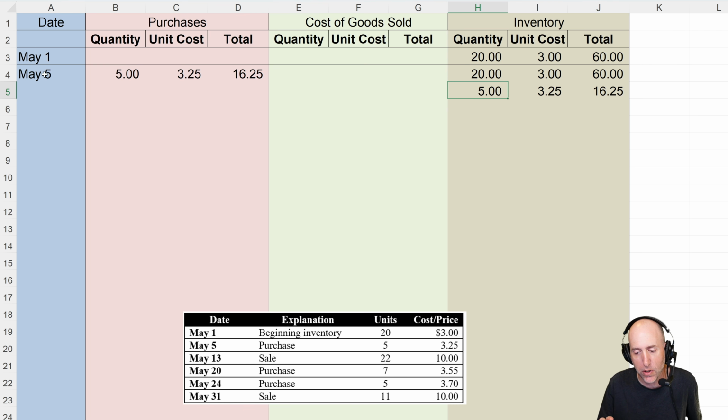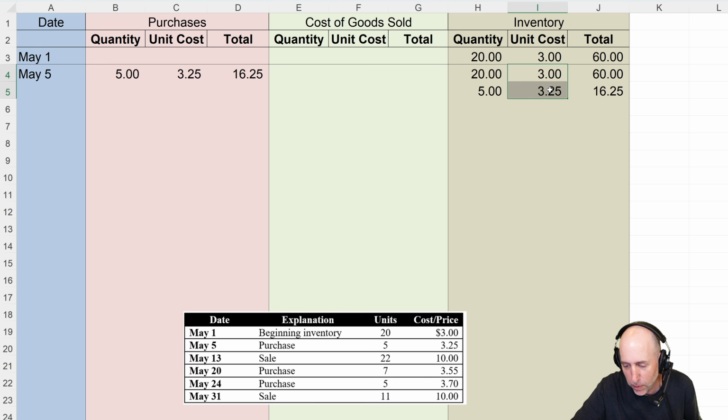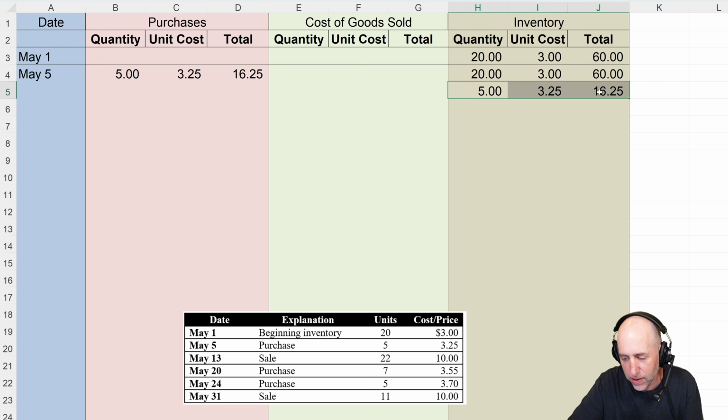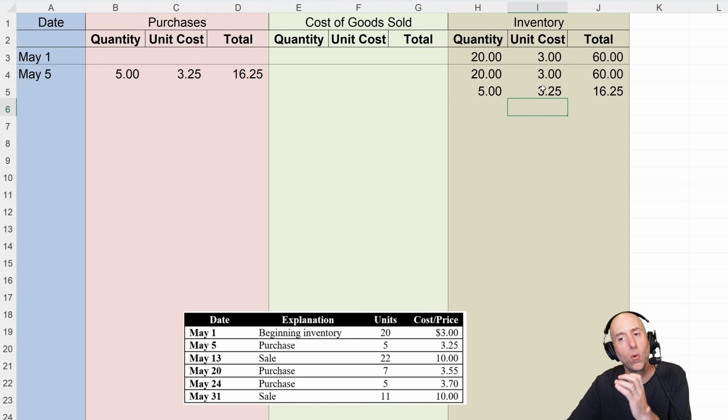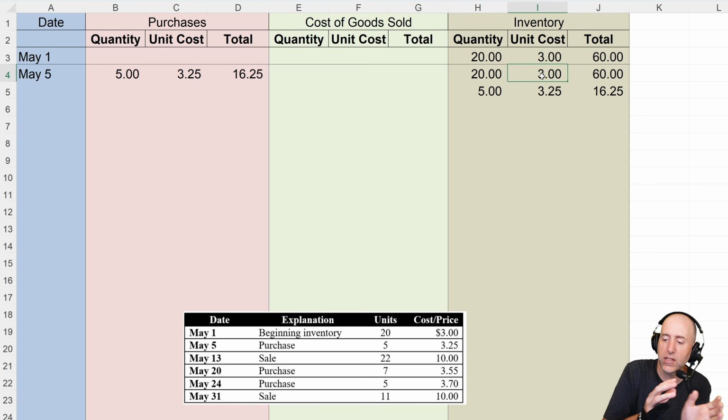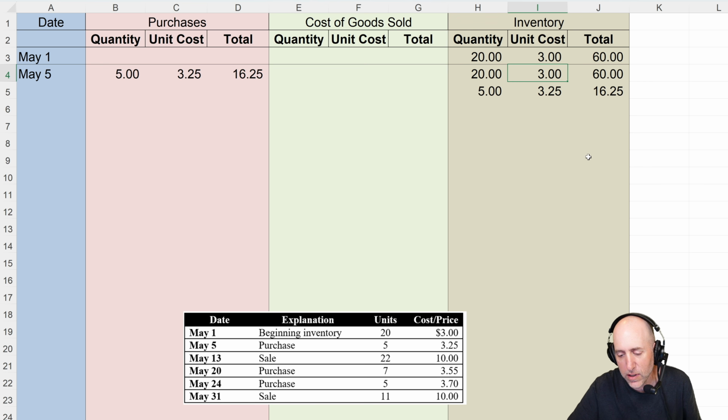Now remember how to calculate a weighted average. Anytime you make a purchase, you're going to try to determine what's the average cost of my inventory. Now, if I were to do a simple average of these two numbers, 3 and 3.25 would be $3.125. But I have way more $3 units than I have $3.25 units. So I would expect a weighted average to be weighted towards the 3. There's more of these $3 units.